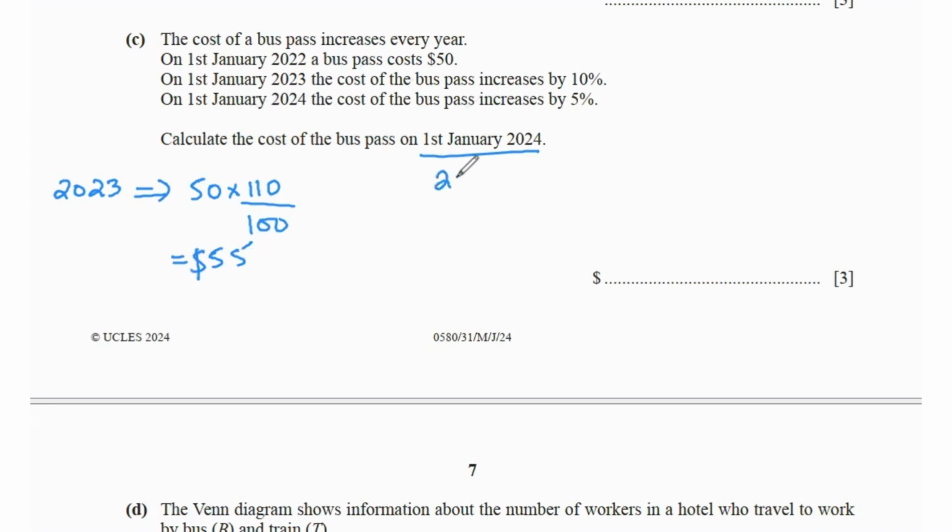So then in 2024, that cost is being increased by 5%. So now 55 times 105 over 100. So that's going to give us $57.75. So this is the cost of the bus pass on 1st January 2024.